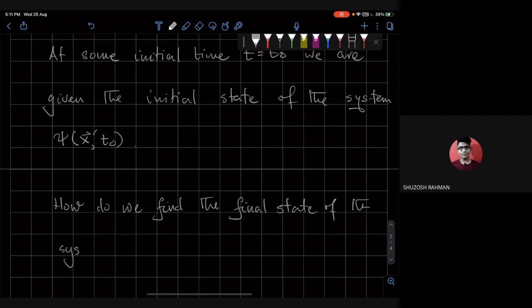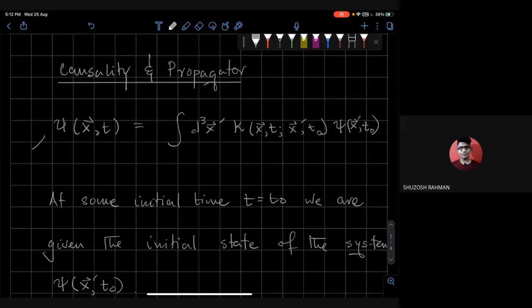Of course, this is physics. This is the central question of physics. And the answer is true. If we know the propagator, then we basically find it. It propagates the initial information to a final information here.